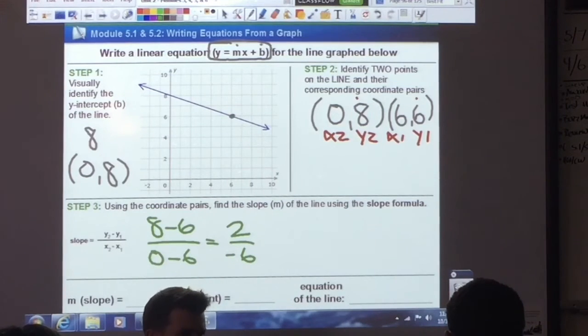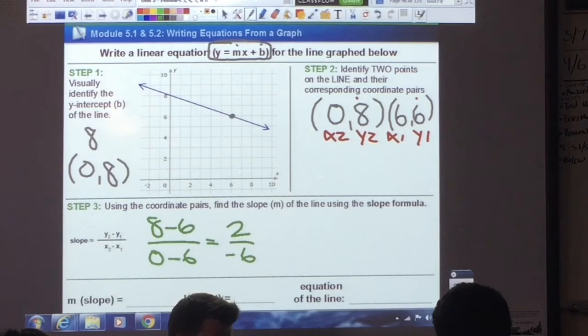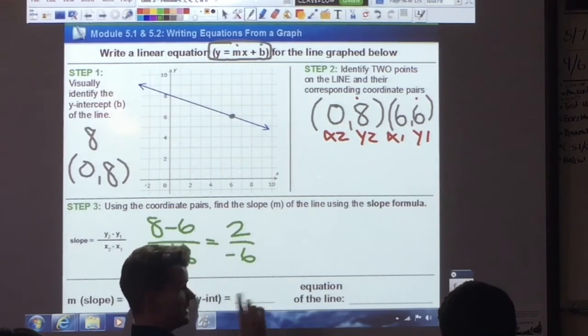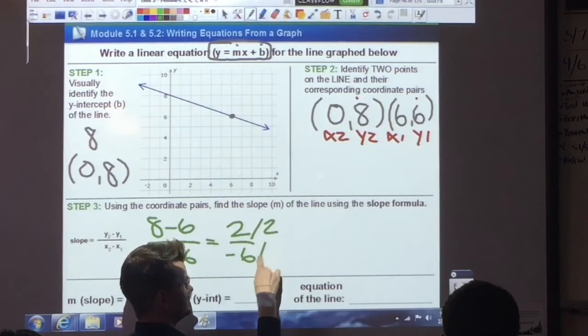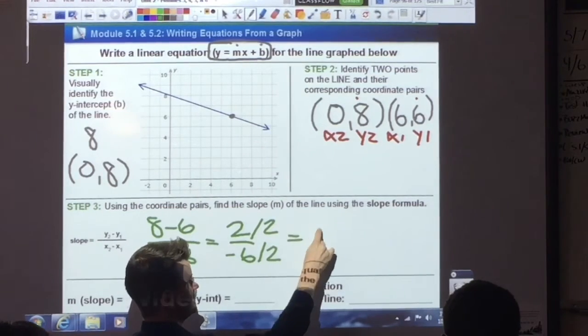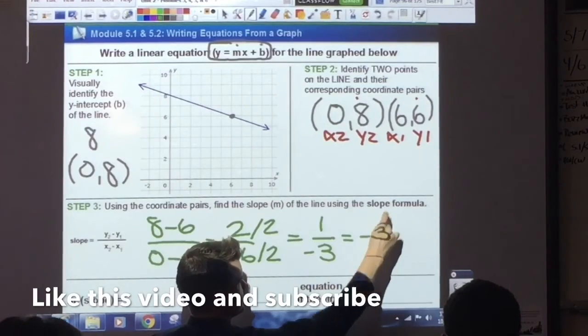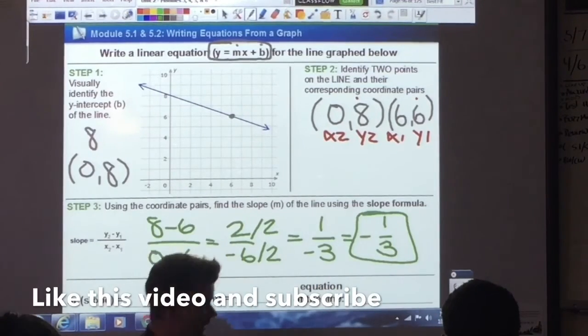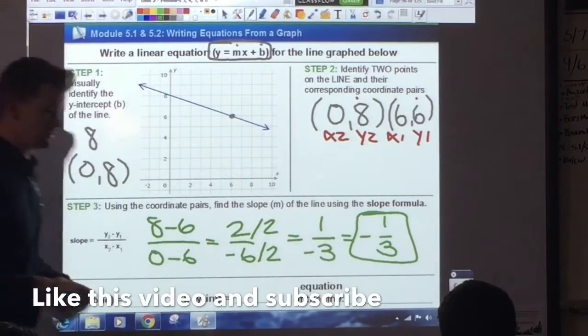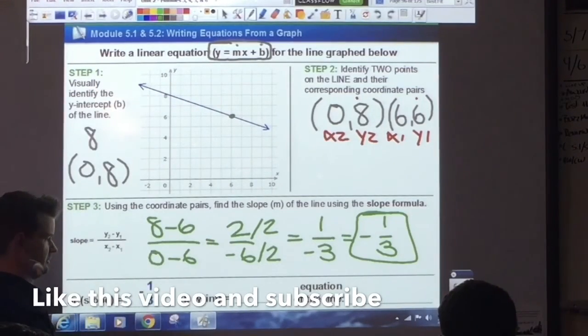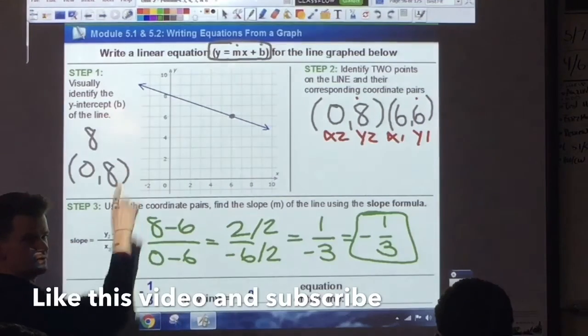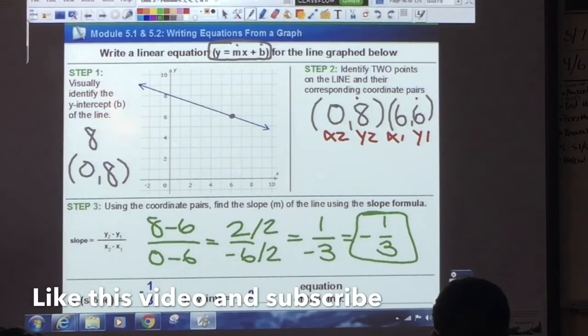Tell me the factors of 2 again. 1 and 2. Tell me the factors of 6. 1, 2, 3, and 6. The greatest common factor is the largest number they have in common. So what's the largest number they have in common? 2. So the greatest common factor is 2, which means I can divide both by 2 to reduce this fraction. This becomes 1 over negative 3, which we could just write as negative 1/3. Make sense? Now that we found the slope, we have the y-intercept. Slope, negative 1/3. Y-intercept we found in the beginning was 8. And I can write an equation for this.